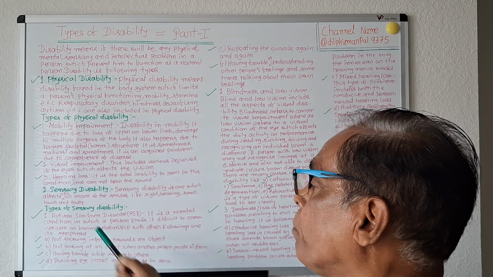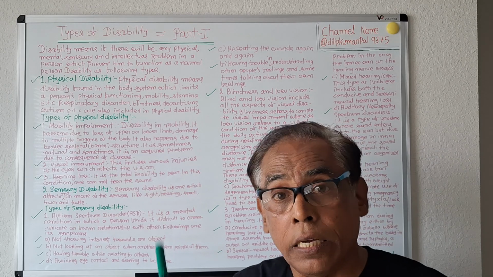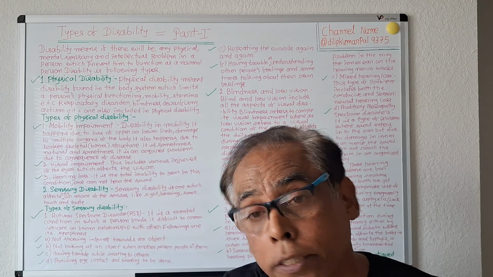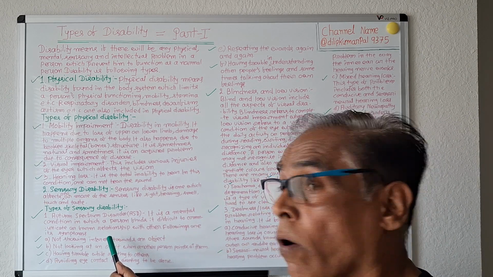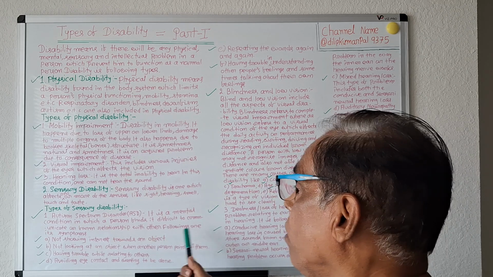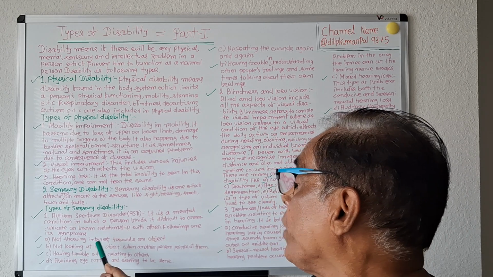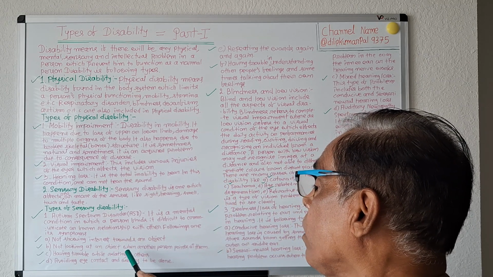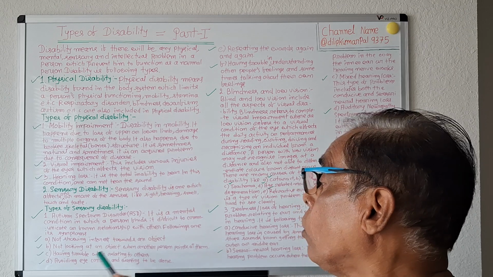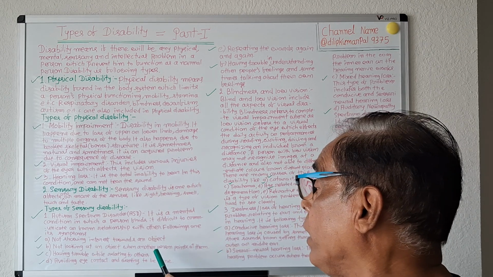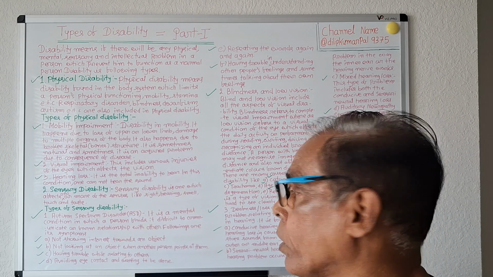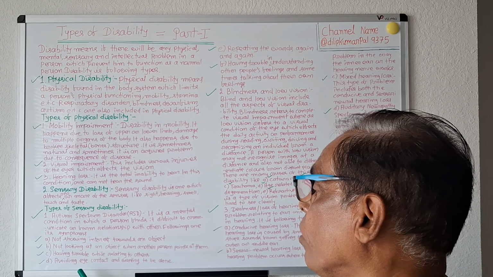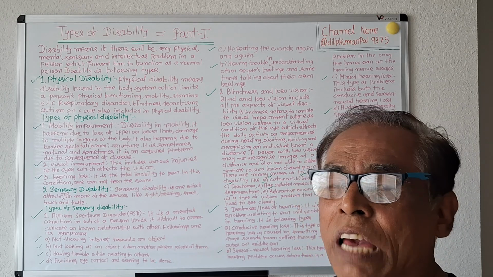It means it is a mental condition in which a person finds it difficult to communicate and form a relationship with others. Following are its symptoms. Number one, not showing interest towards an object. Number two, not looking at an object when another person points at them. Number three, having trouble while relating to others. Number four, avoiding eye contact and wanting to be alone.